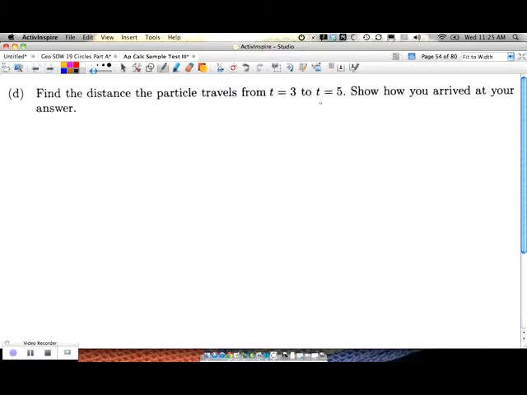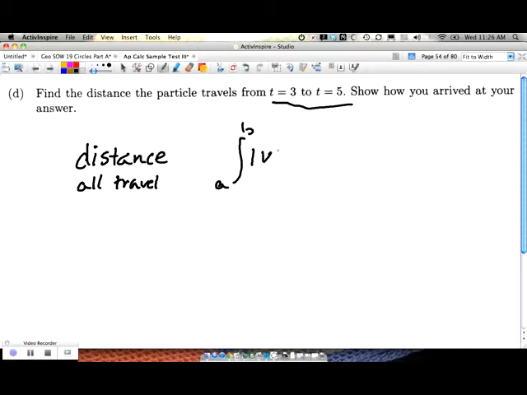Find the distance the particle travels from t equals 3 to t equals 5. Show how you arrived at your answer. Now here's something that's kind of interesting. When we're talking about distance, distance is all travel. It's not the sum of the positives and negatives. It's all travel, whether you're going forwards or backwards. So then we need to do an absolute value. We're going to go from A to B of the absolute value of v of t, dt.